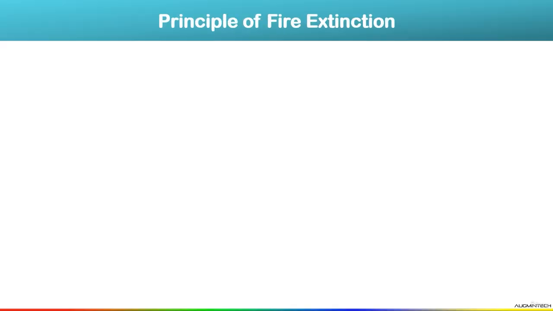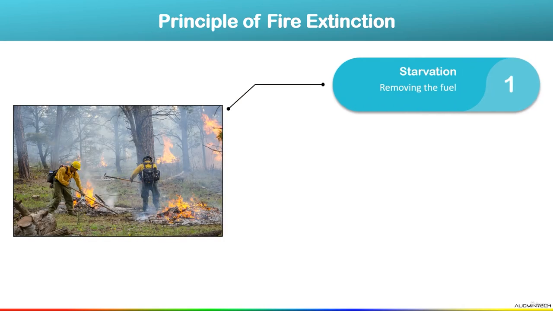Now the next topic is the principle of fire extinction. As you know, fire occurs when three parameters, fuel, oxygen and heat, are present. If you remove one of those parameters, what happens? Fire stops. So we use a fire extinguisher to extinguish the fire. There are basic principles on which fire extinguishers work. First is starvation. What do we mean by starvation here? It involves the removal of fuel from the seat of fire.